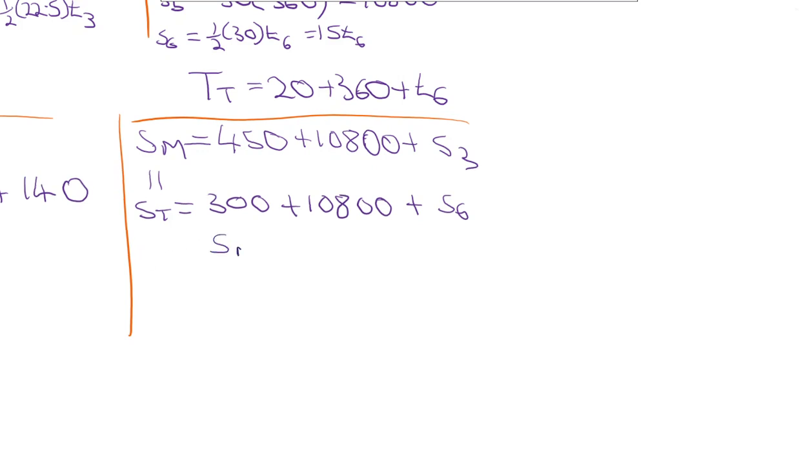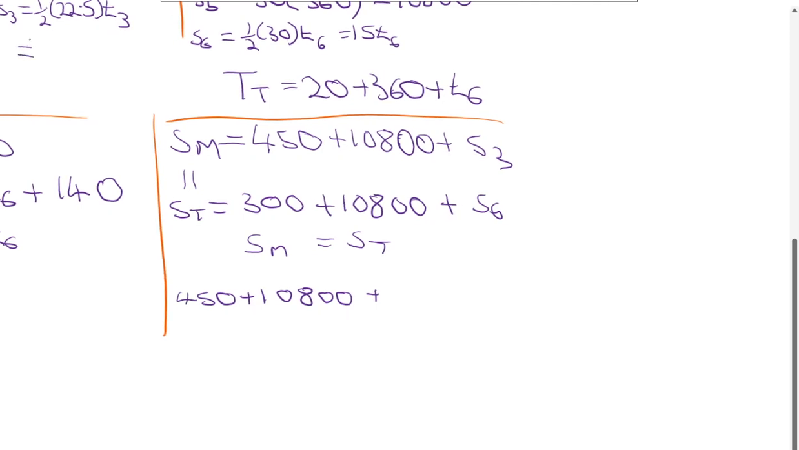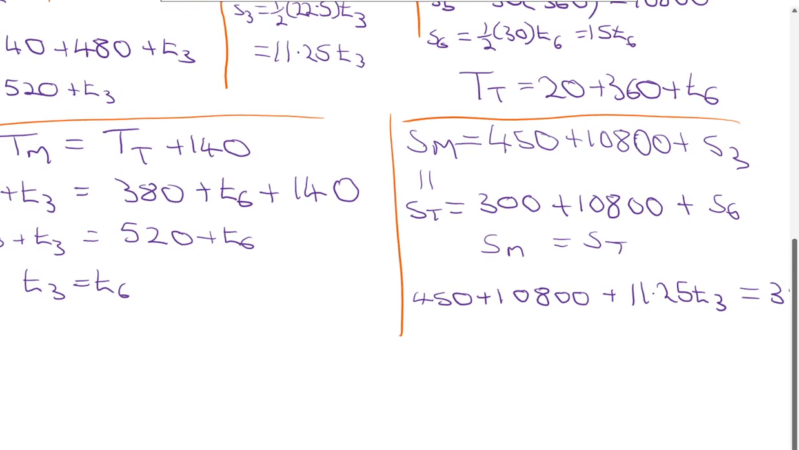So we put SM equals ST. So 450 plus 10,800 plus S3. Well, as we know, S3 is a half by 22.5. Half of 22.5 is 11.25 T3. And that equals 300 plus 10,800 plus 15 T6. But we know T6 and T3 are the same.